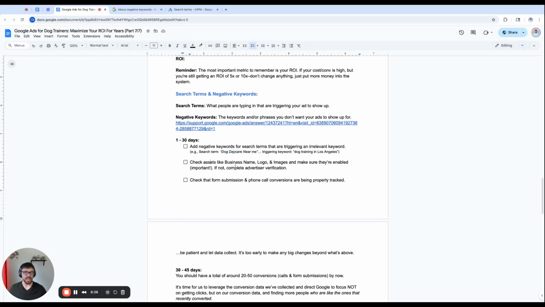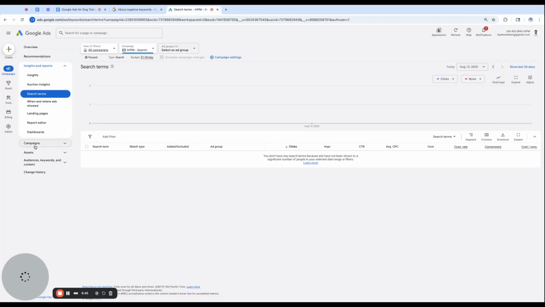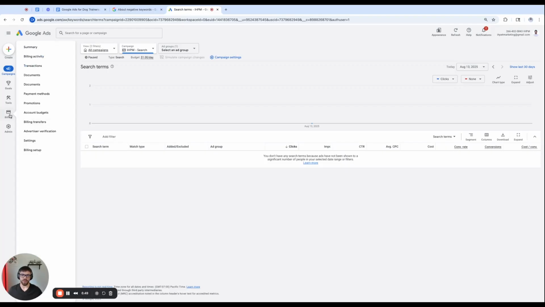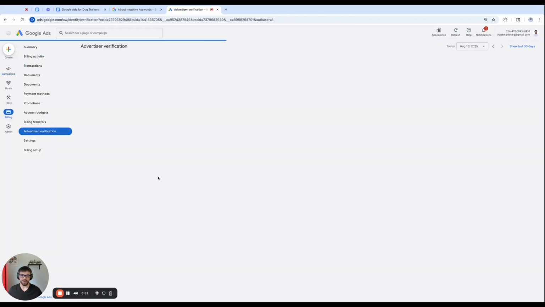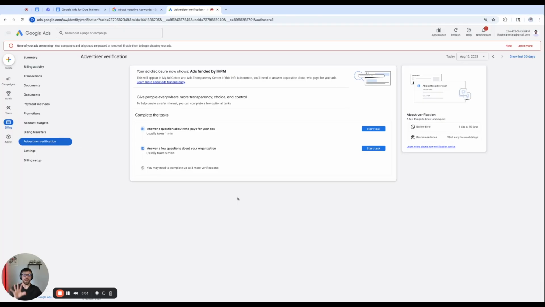And then here we have check assets like business name, logo, and images and make sure they are enabled. So for a lot of you guys, earlier in the campaign build in the last video, we went over advertiser verification. So if you hover over billing and you go to advertiser verification, you have to get this done in order to show things like your business name, logo, and images in your ad. You can still run your ad, but the verification process might take a few days.